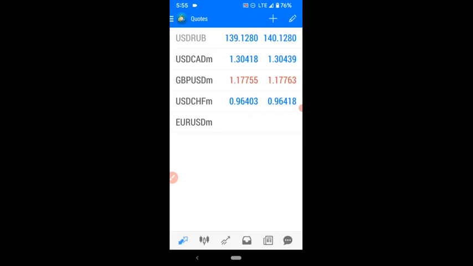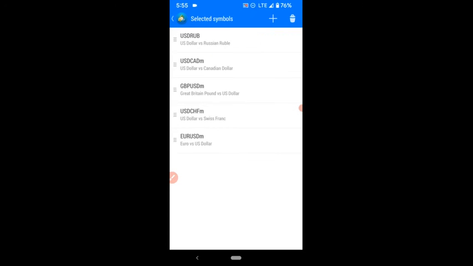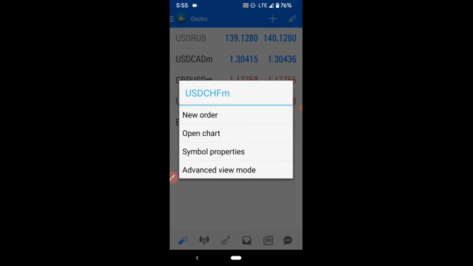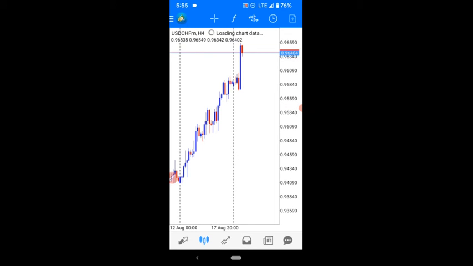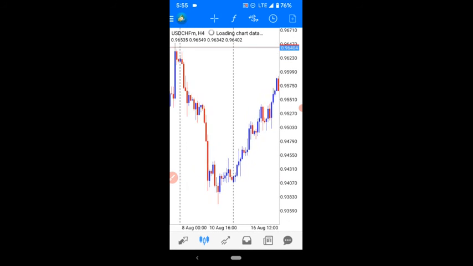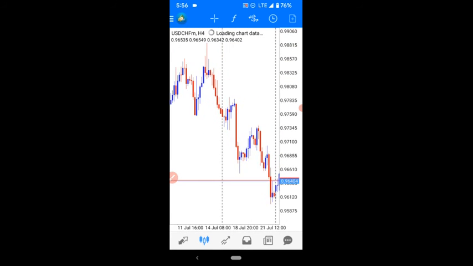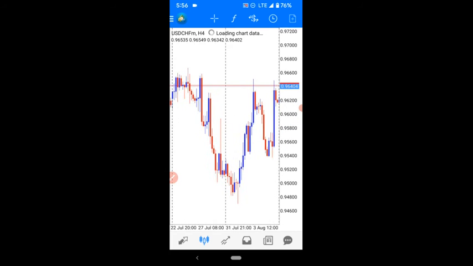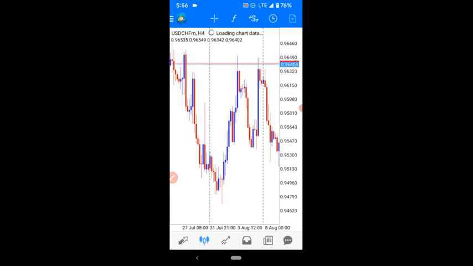Or if you want to delete a pair, you can click this pen button and delete. For example, you can delete this USD/RUB. You can delete it, but I will not delete it. So open the chart of USDJPY. For example, you want to do analysis. This is MT4. You have your blue candlesticks and your red candlesticks.